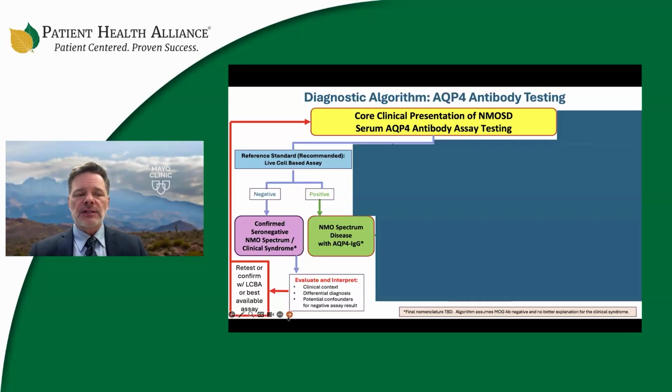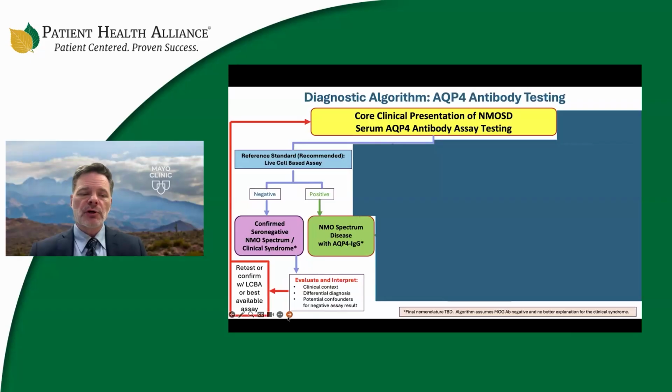If, on the other hand, that testing is negative, then we would indicate that this is a confirmed seronegative clinical NMO syndrome, not the disease, but a syndrome. We also would have to evaluate, though, carefully the clinical context, the potential differential diagnosis, and any potential confounders. As I mentioned earlier, testing during remission or testing in the presence of therapies that might interfere with a positive result.